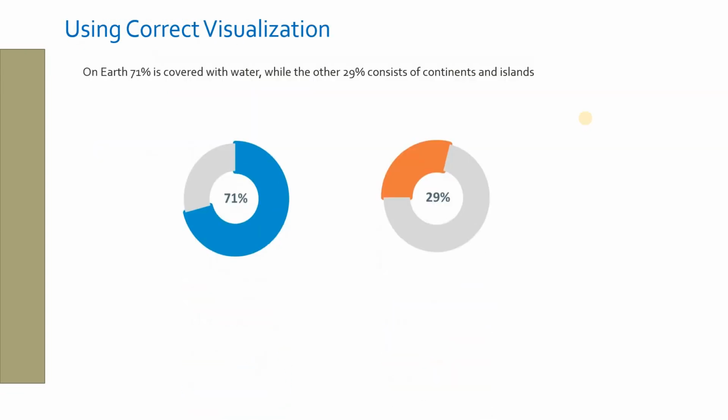Use the correct visualizations. You can see here, using the correct visualization, I put this 71% covered with water. On the earth we have 71% water, and 29% consists of land. So I put the text together with the visualization. You can see here I put in a donut chart, a different donut chart, not a single one. It shows that 71% is water, and on earth 29% is land.